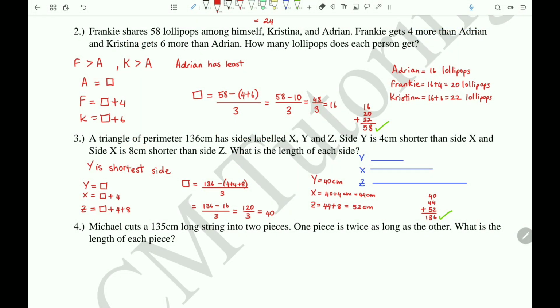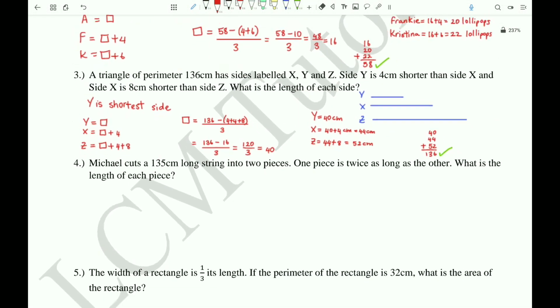Okay, so moving on to question 4. Question 4 says, Michael cuts a 135 centimeter long string into 2 pieces. One piece is twice as long as the other. What is the length of each piece?